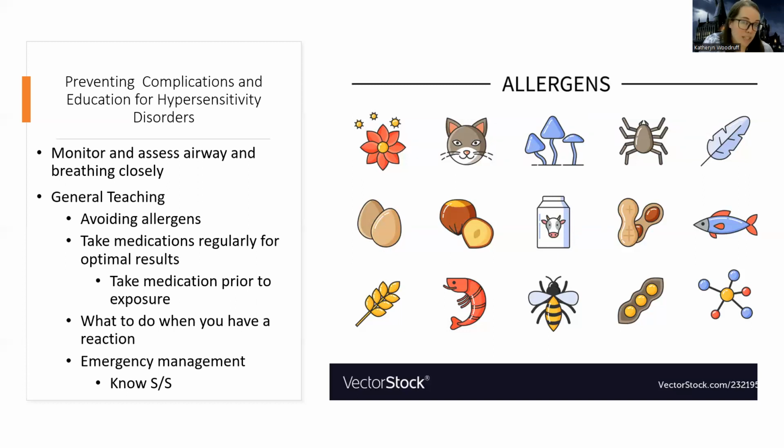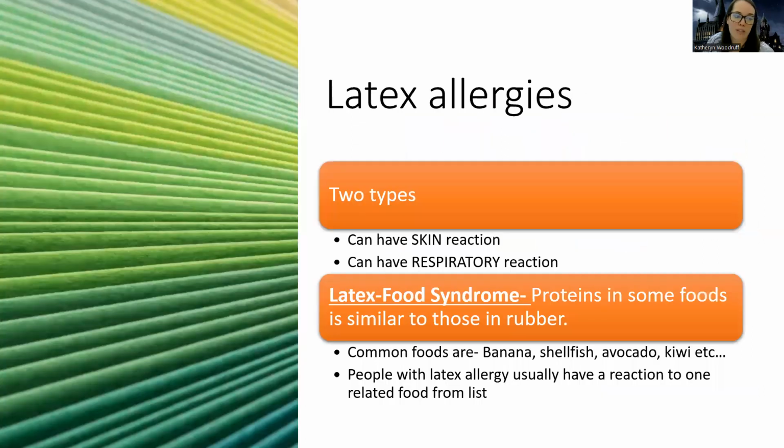Taking preventative medications regularly is best for optimal results, and prior to exposure. We're going to talk about a lot of preventative medications when we talk about allergic rhinitis. We want them to know what to do when they have a reaction and what that reaction might look like, and then the emergency management, the signs and symptoms, and how to use that EpiPen if they do have an anaphylactic reaction. So let's talk about latex allergies, which is a little bit more specific.